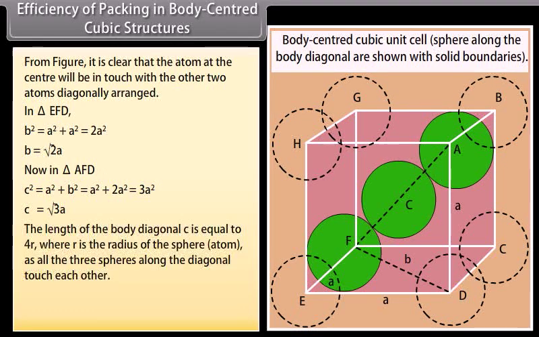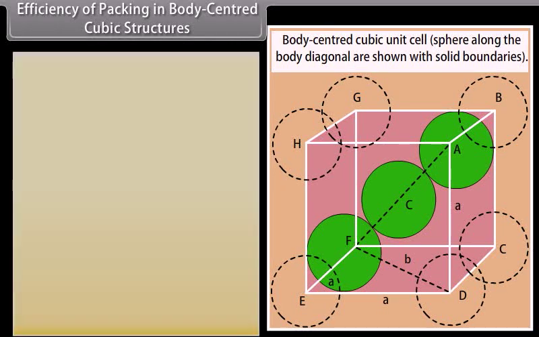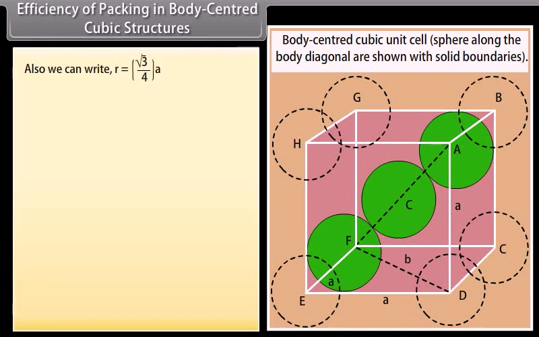The length of the body diagonal c is equal to 4r, where r is the radius of the sphere atom, as all the three spheres along the diagonal touch each other. Therefore, square root 3a is equal to 4r. a is equal to 4r upon square root 3. Also, we can write r is equal to square root 3 upon 4 a.